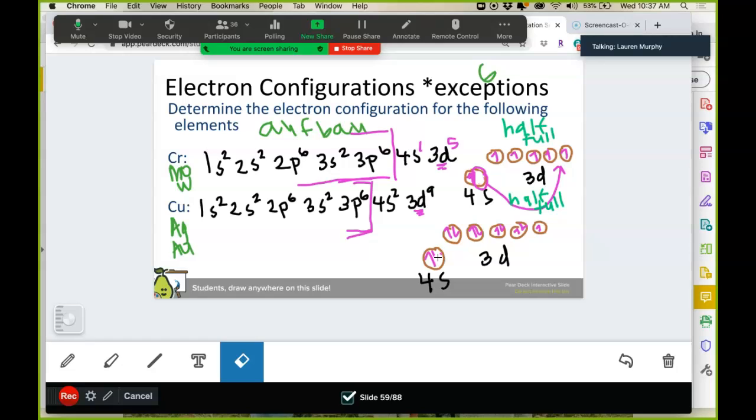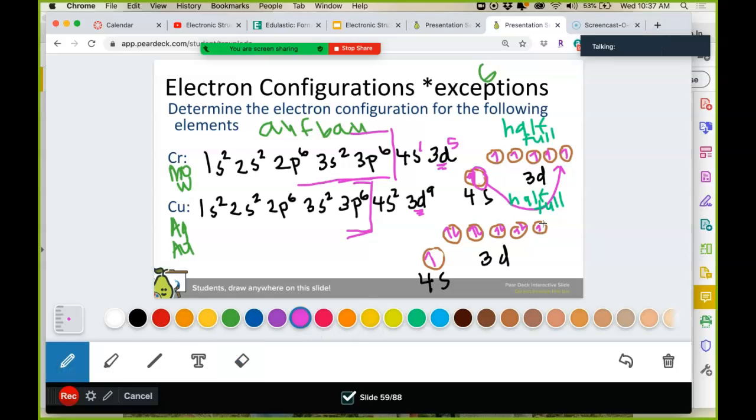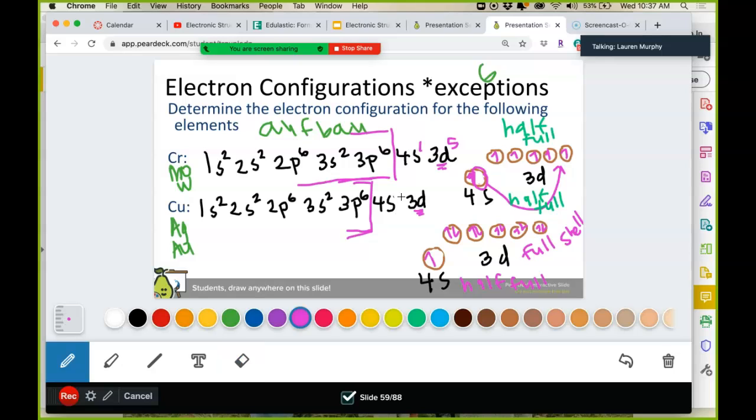Well, one of these s electrons is going to now fill the shell. So now I have a full shell for 3d, and I have a half full shell for the s, the 4s. This is more stable than it being the original way we had it. So it is not 4s2 3d9, it is 4s1 3d10. I've created a full shell and a half full shell.